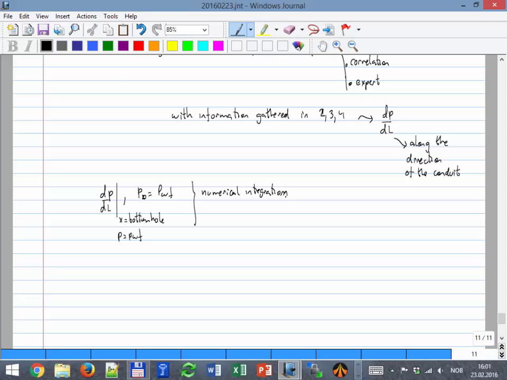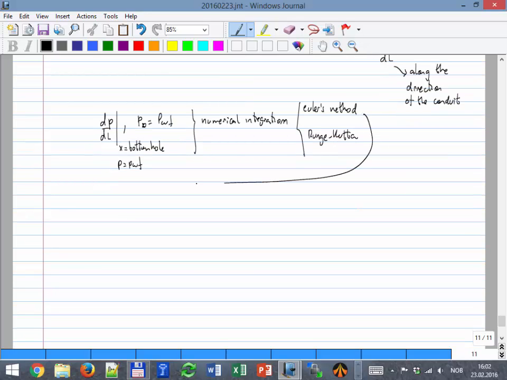There are many methods that I hope you remember. We have Euler's method, we have Runge-Kutta. What other names do we have? Does that ring a bell, these names? Okay. If we use Euler's method, that's very simple. Euler's method says that P2 is equal to P1 plus delta L multiplied by dP/dL evaluated at L equal to L0 and P equal to P0. Very simple. That's Euler's method.